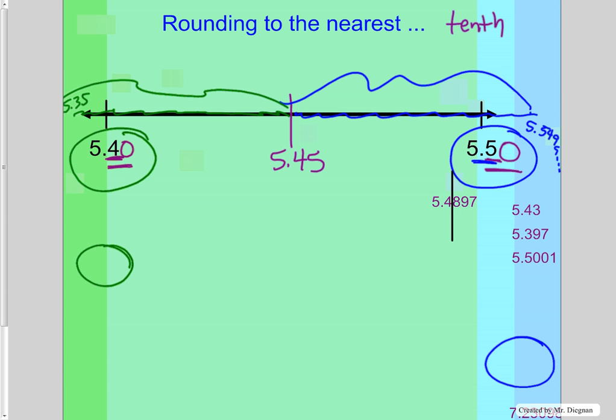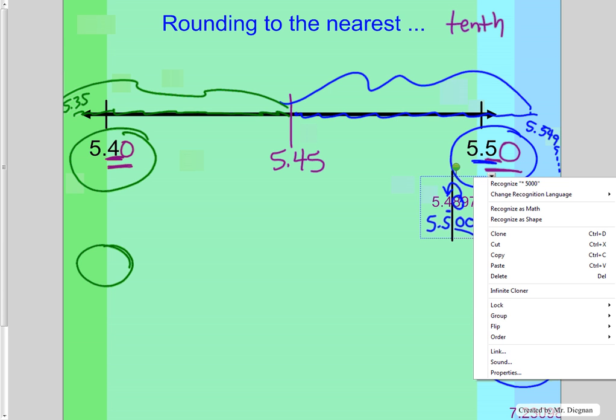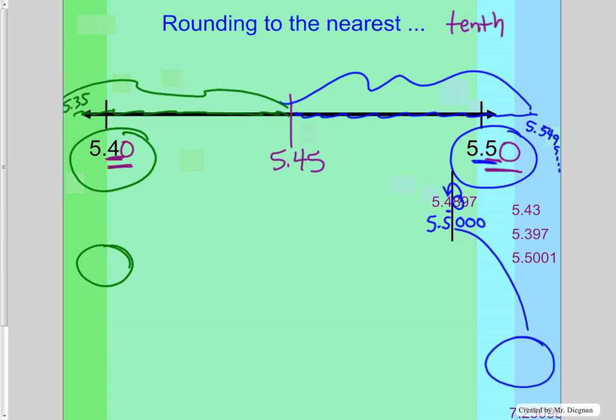Then what I'm going to do is underline my 4, circle my 8. 8 tells 4 to do what? Round up to 5, 5.5. These all turn to zeros, but since they come after the line, after the wall, they are insignificant digits. What are they going to do? They are going to roll away and roll down the hill. There they go. So I'm left with 5.5.